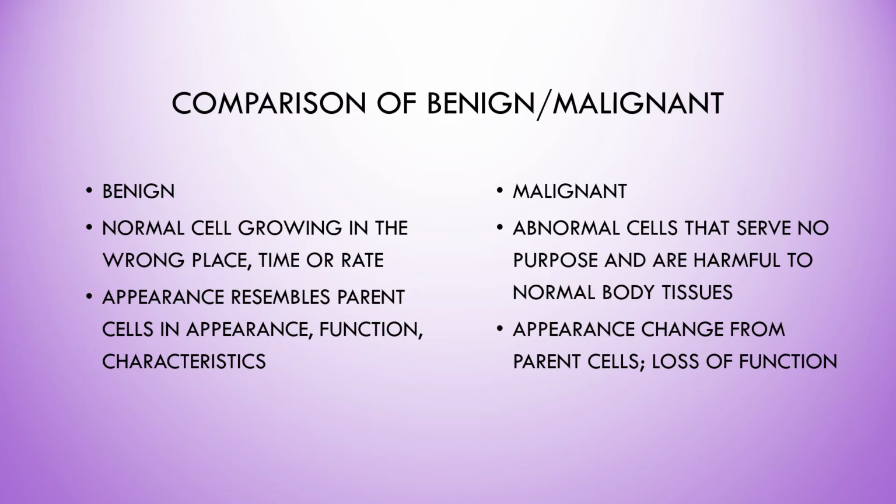What is the difference between a benign and a malignant tumor? A benign tumor is a normal cell growing in the wrong place at the wrong time or rate, and it resembles the parent cells in appearance, function, and characteristics. A malignant tumor is an abnormal cell that serves no purpose and is harmful to the normal body tissue. Its appearance changes from the parent cells, and it loses the function of the normal parent cell.